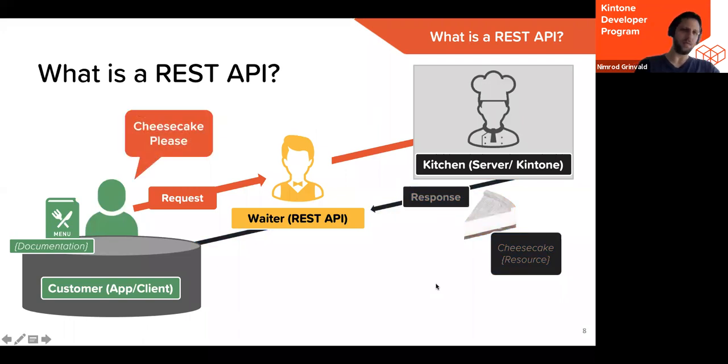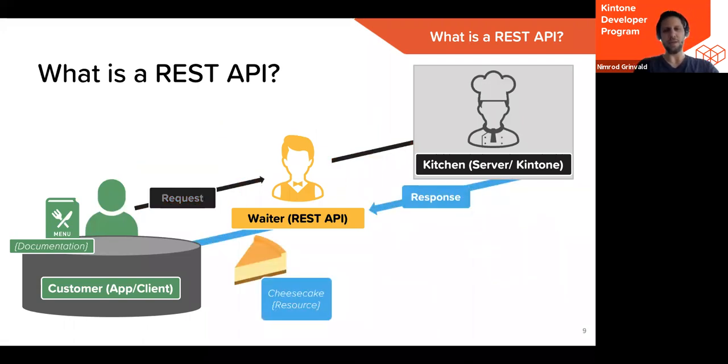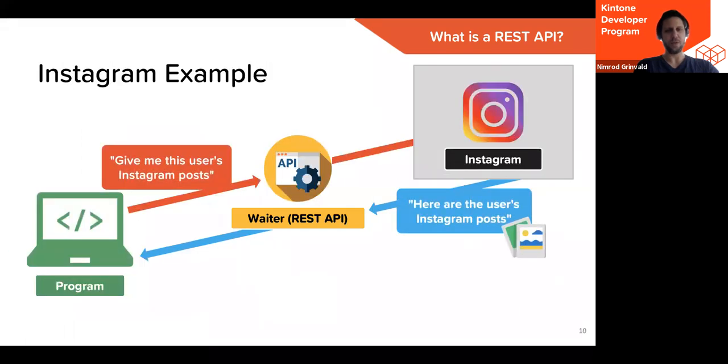So you'd ask for a cheesecake, and the waiter would go and make the communication and then deliver you a cheesecake if there was one available.